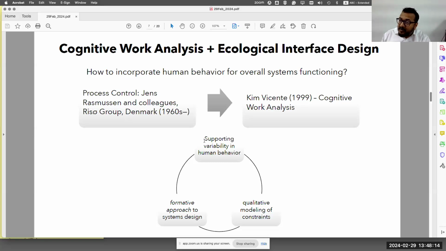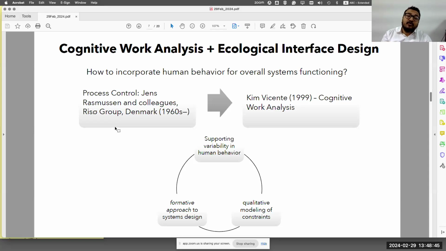So the work that I present has a lineage coming from the Risø laboratories in Denmark since the 1960s. Risø laboratories was set up to look at nuclear power at that time. Now they have changed their focus towards green energy. And the work was done in the process control group with Jens Rasmussen and colleagues, who were looking at the display and interface design of experimental nuclear power plants.